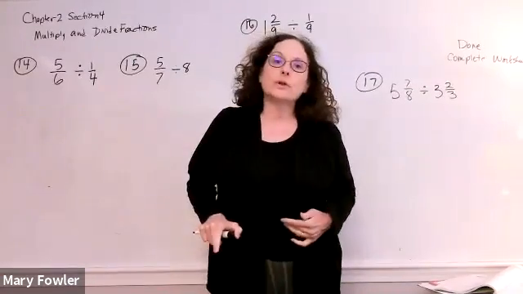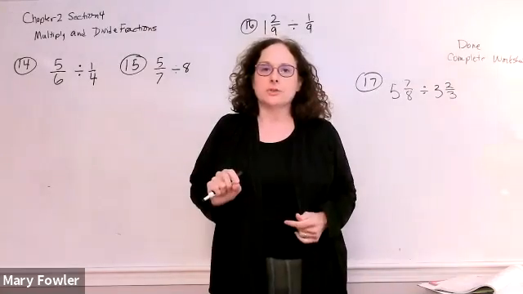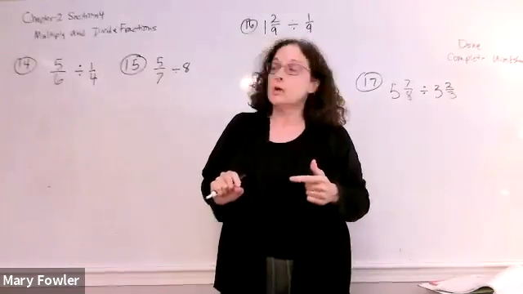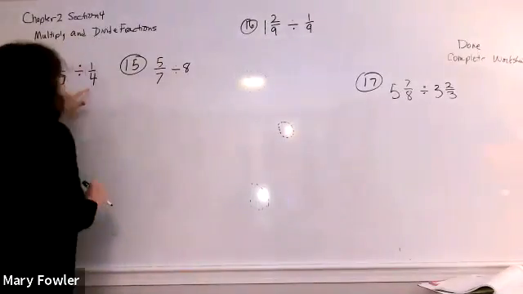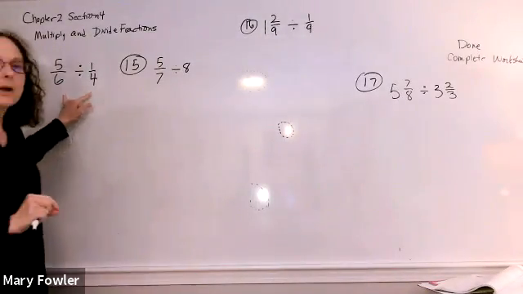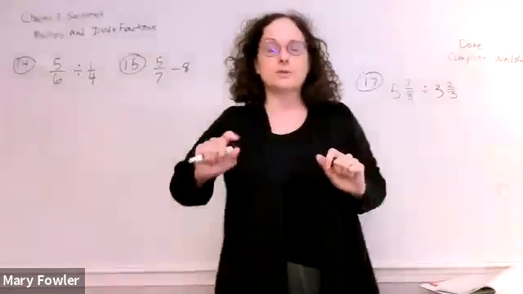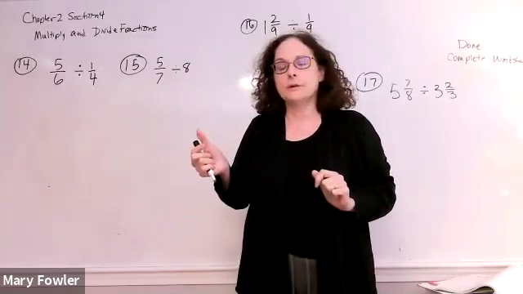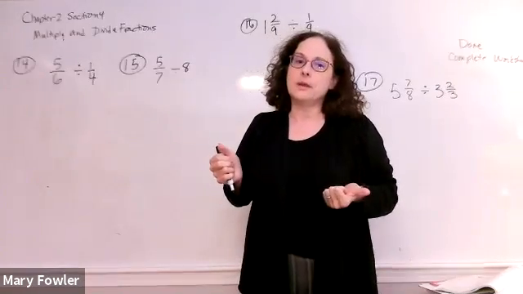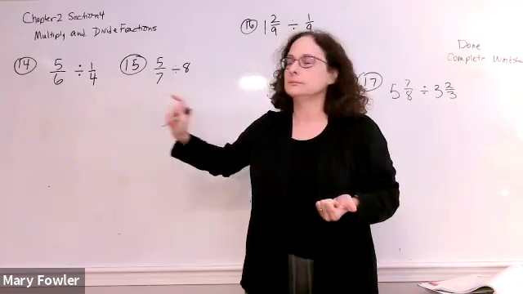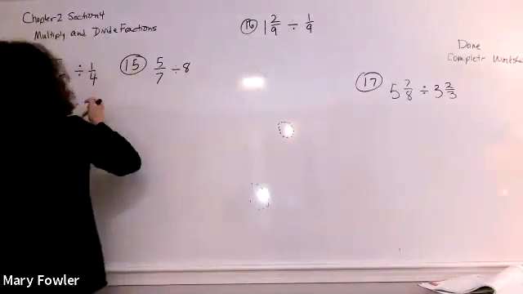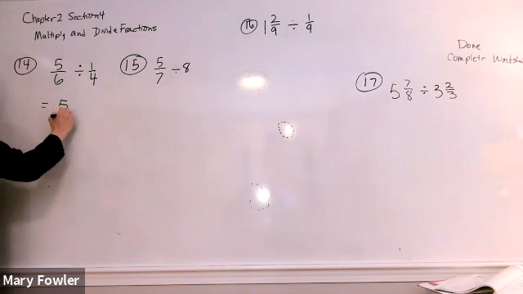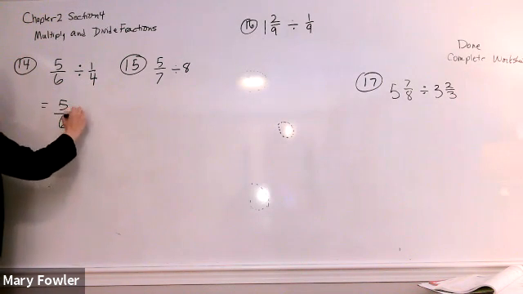Okay, so we're going to work now on dividing fractions. So the process for dividing fractions is to multiply by the reciprocal. The reciprocal of a fraction is when you flip the numerator and the denominator. So let me just demonstrate here. So 5/6 divided by 1/4 is 5/6 times.